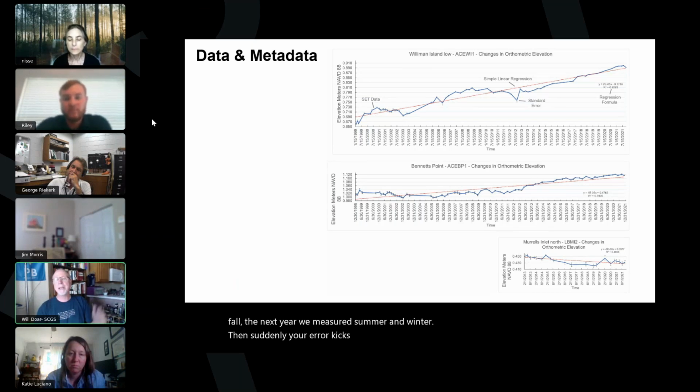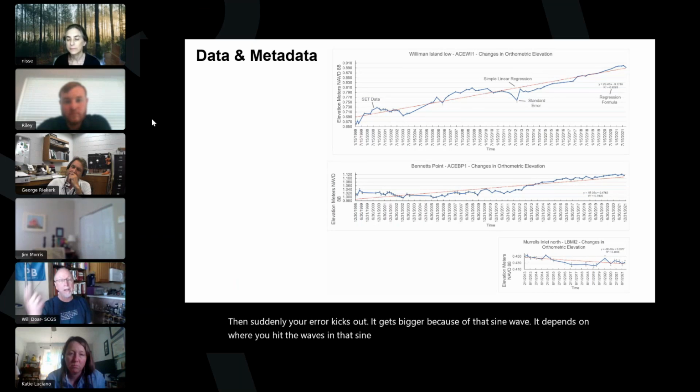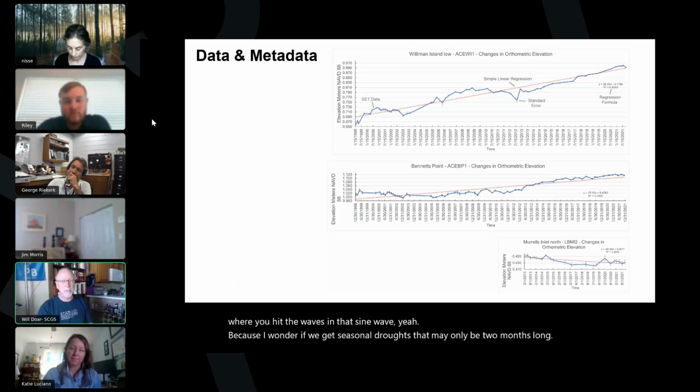And it gets bigger because of that sine wave. It depends on where you hit the waves in that sine wave. I guess the other thing I'm just wondering is, we get seasonal droughts that may only be 2 months long that we do see in the data.